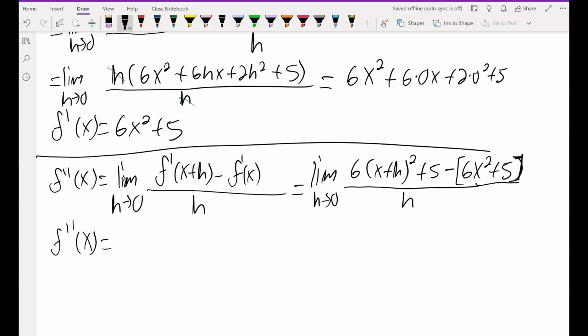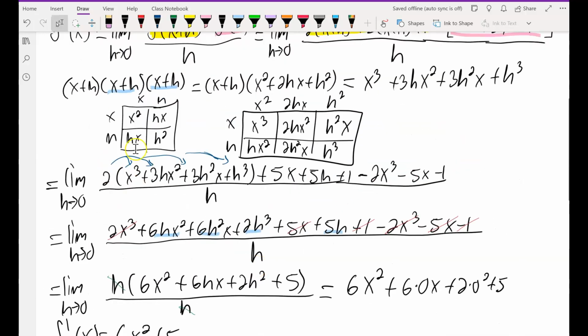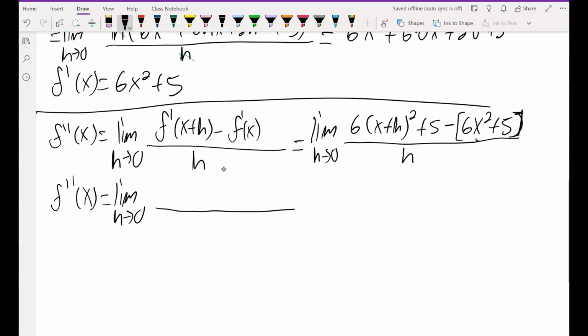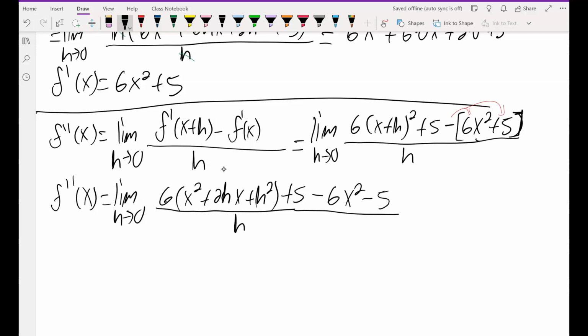Okay, so we have that the second derivative is the limit as h approaches 0. So what is x plus h squared? Well, we did that up here, right? This is what it is. It's x squared plus 2hx plus h squared. So we're going to have 6 times x squared plus 2hx plus h squared plus 5. And then we're going to distribute that negative sign, and just simplify it as much as I can. Minus 6x squared minus 5 all over h.